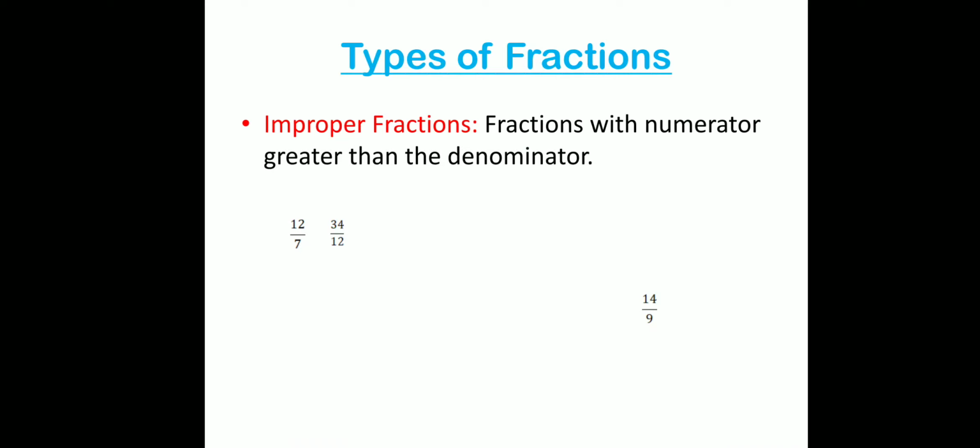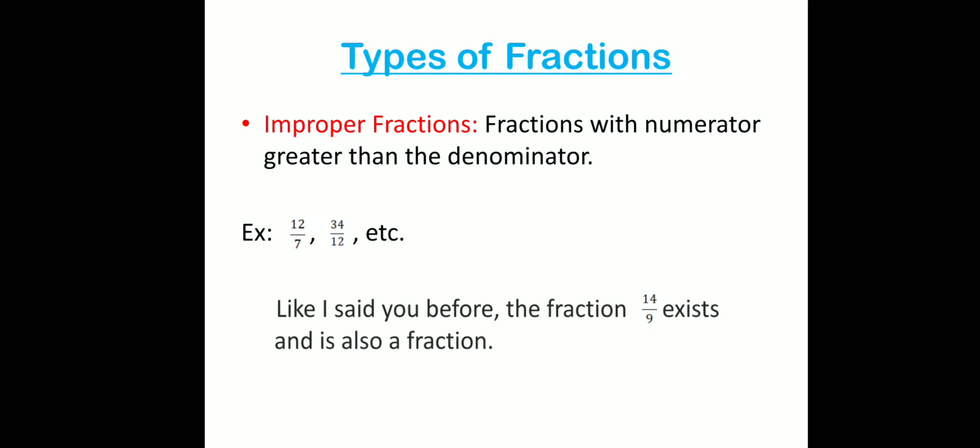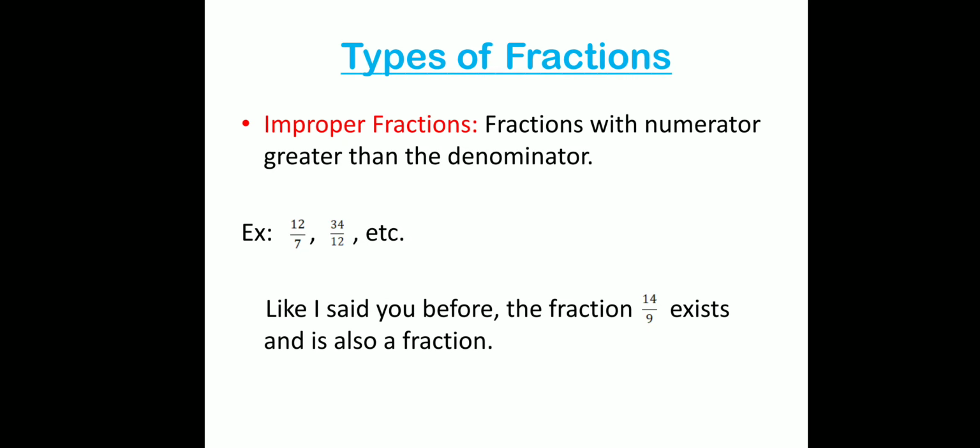See here. Improper fractions. Fractions with numerator greater than the denominator. Now you would say, how will the numerator be greater than the denominator? Example, 12 by 7, 13 by 12, 34 by 12, etc. Like I said before, the fraction 14 by 9 exists and is also a fraction. Okay, friends, improper fractions means fraction with numerator greater than the denominator. Okay, so how is this possible?